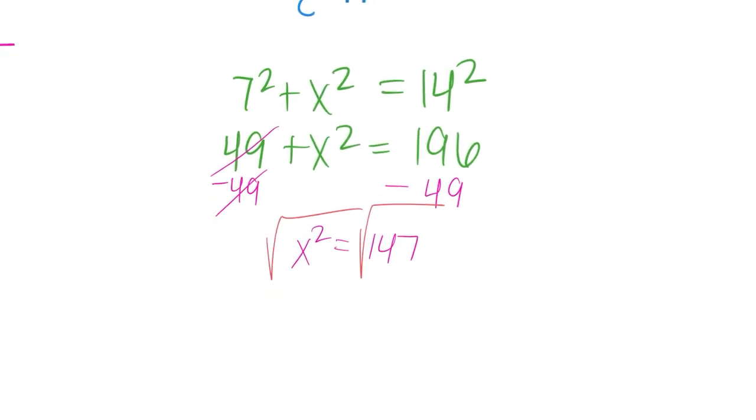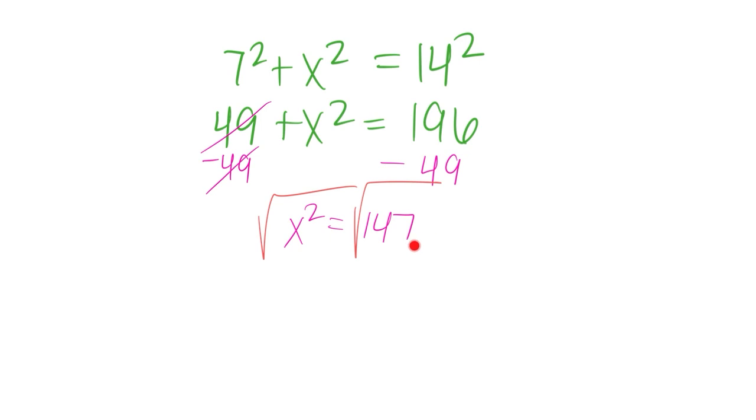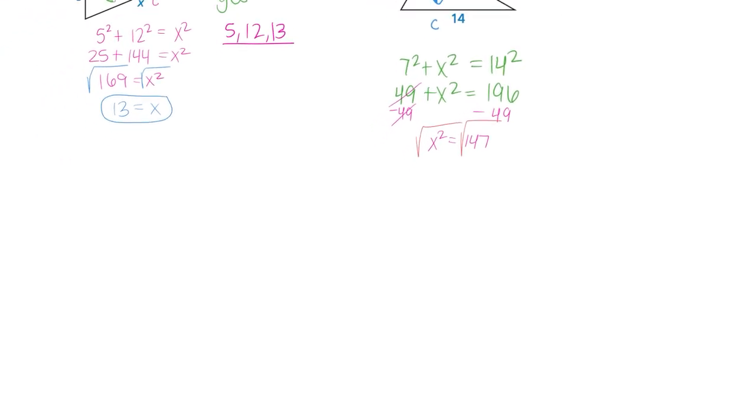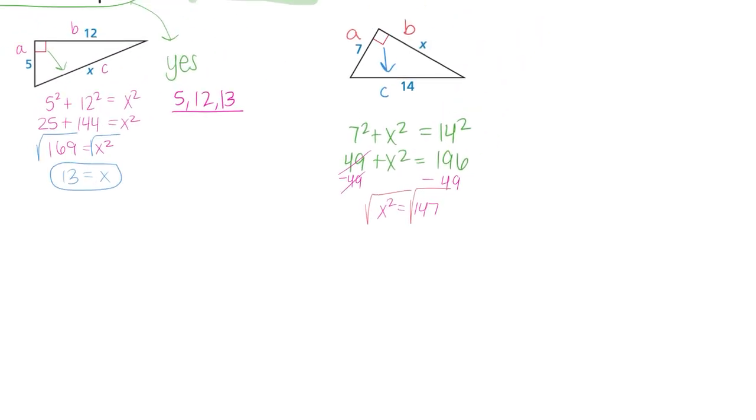Now, normally we would just type this into a calculator and it's going to be a decimal, right? Because it's a decimal, we're actually not going to use decimals. If you read the directions here, it says do not use decimals. We're going to be simplifying the radical instead. We did this yesterday. We're just going to go ahead and break up that 147.